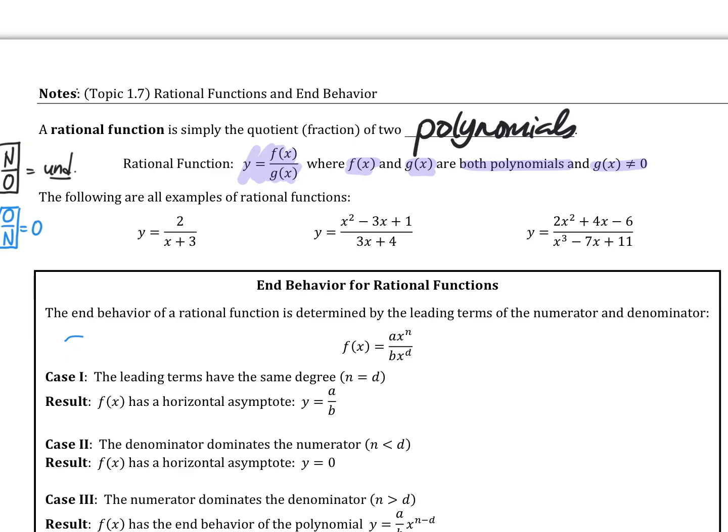So the following are all examples of rational functions. Here are your rational functions. If you look at them, they're actually made of polynomials.